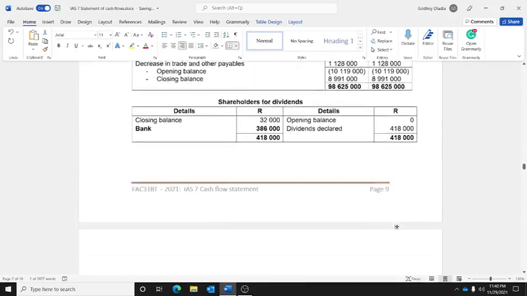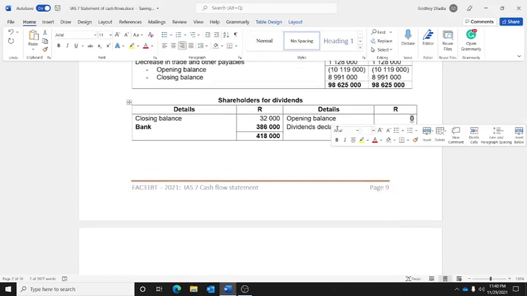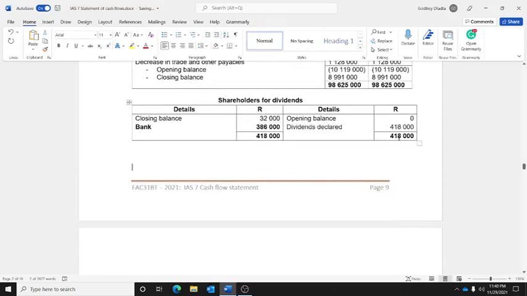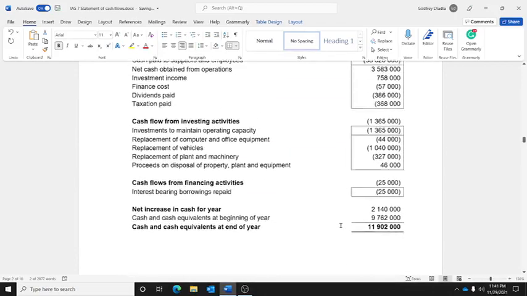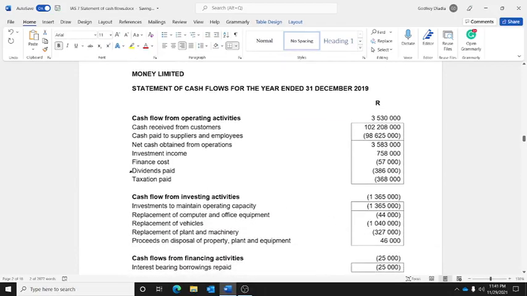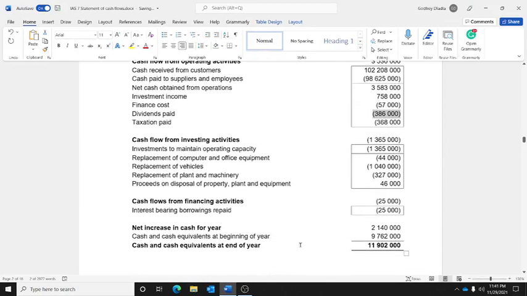Let's go to it there. 0, 32, then the 418, then we balance the credit side with 418. The difference between 418 and 32 is the 386, which is our cash that has been paid for dividends. This is the amount here that I'm talking about. Right, it's an outflow of money. Since shareholders for dividend is a liability, if you're balancing the credit side, then that represents an outflow.